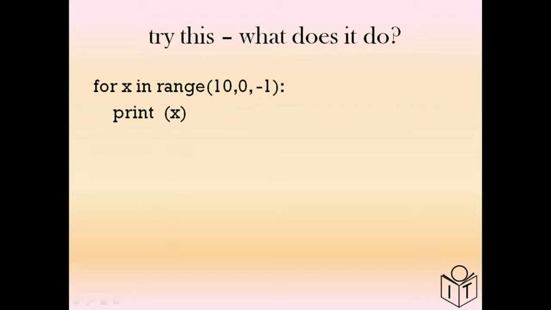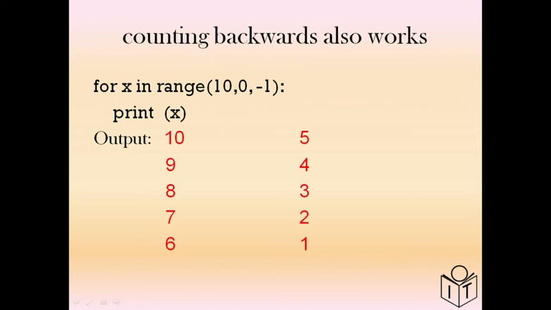Here's an example with range. We have range(10, 0, -1). So what do you think this does? We know the first one is where we start, the second one is where we finish, and the third one is a step. So you can probably realise that this starts at 10, goes down to 1, counting by -1. So it will print 10, 9, 8, 7, 6, 5, 4, 3, 2, 1.